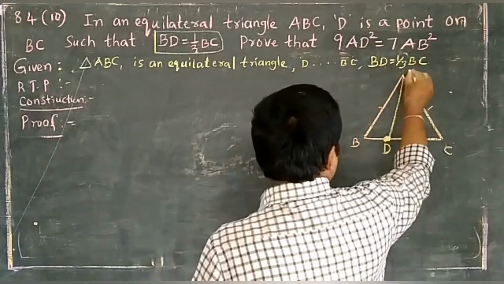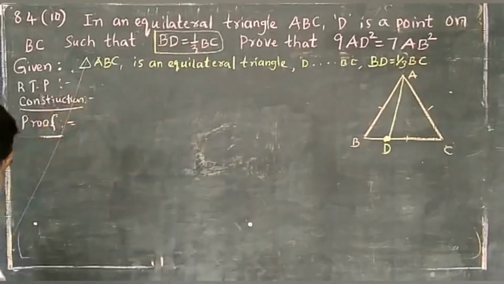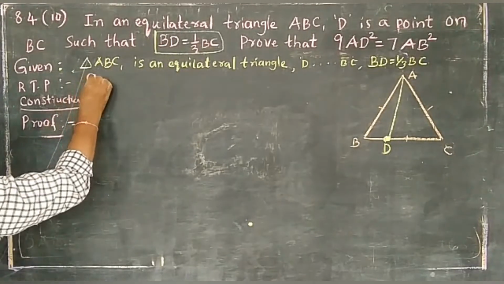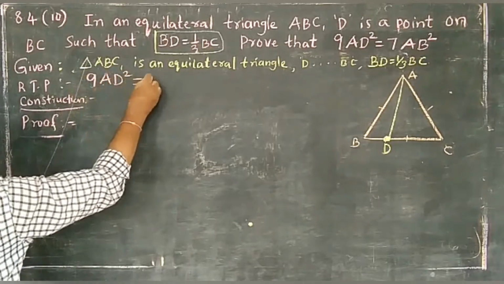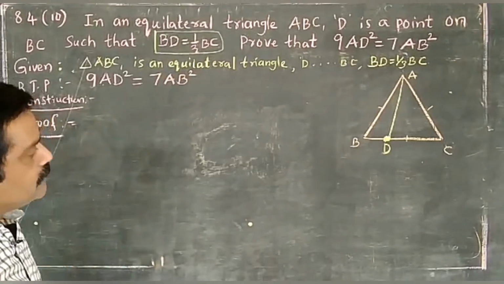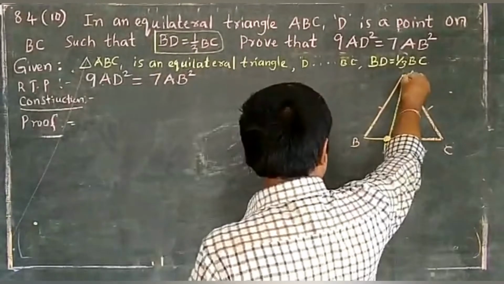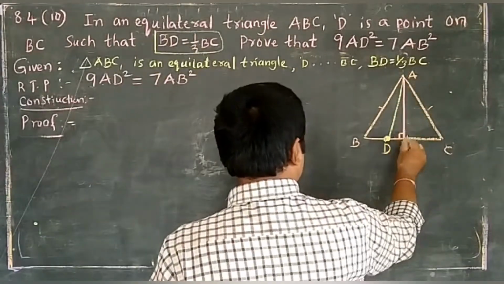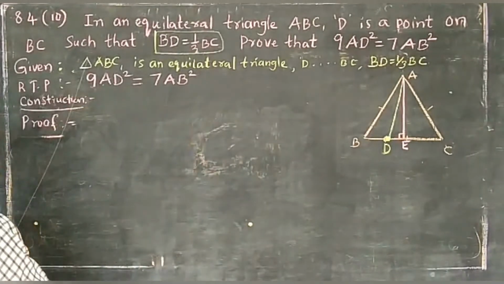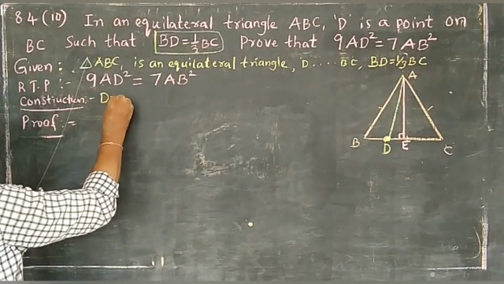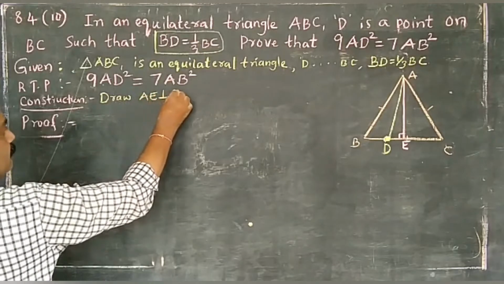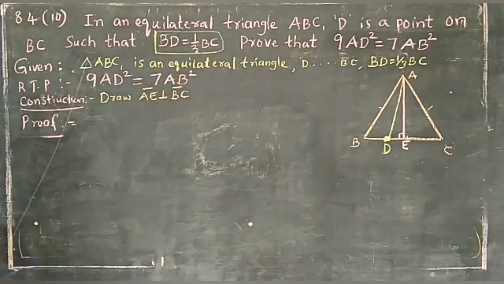What are we required to prove here? That 9AD square is equal to 7AB square. Before we do this proof, we need some construction. That construction is the altitude only. I draw this right angle like this. Draw AE perpendicular on this.